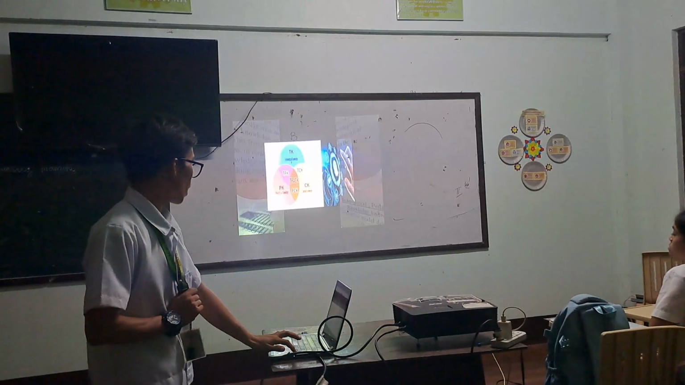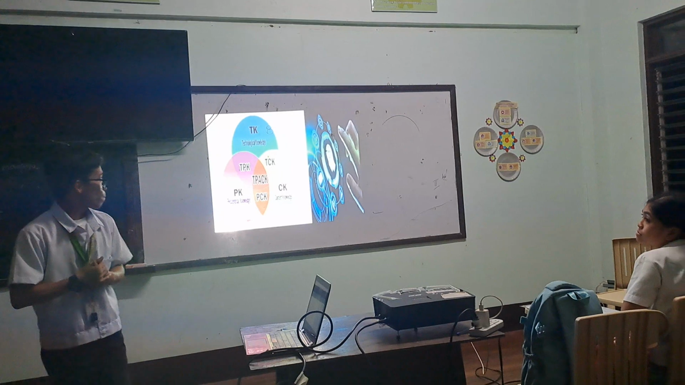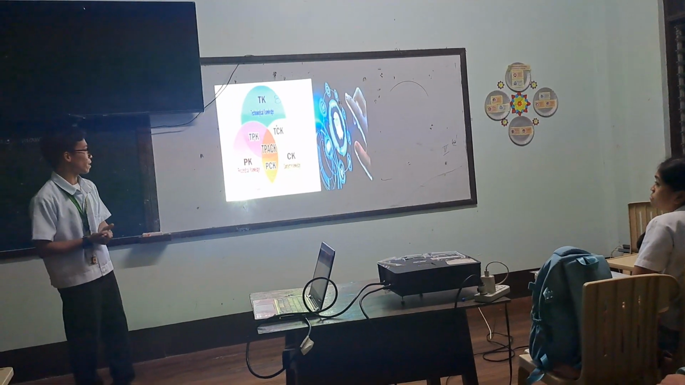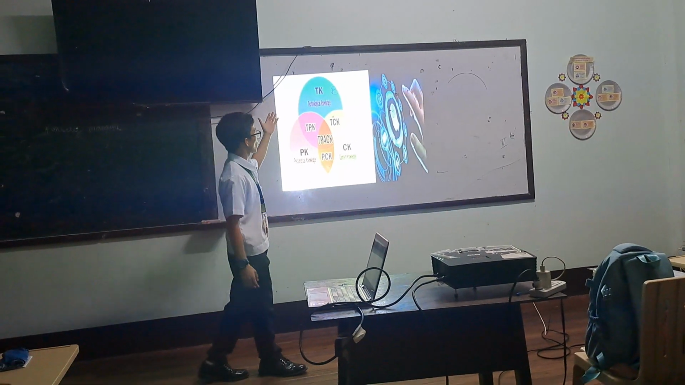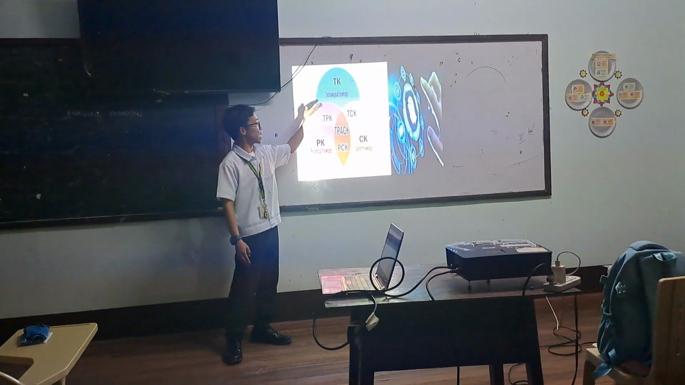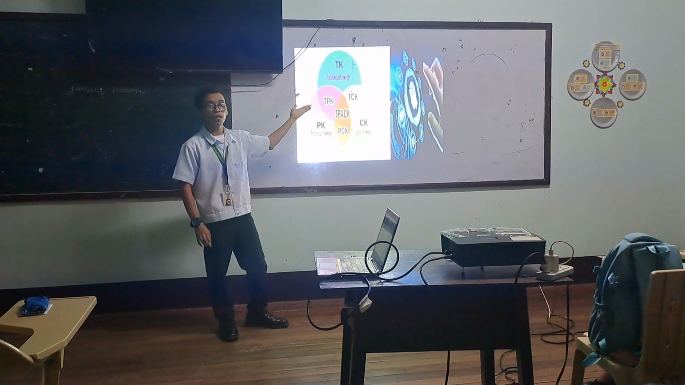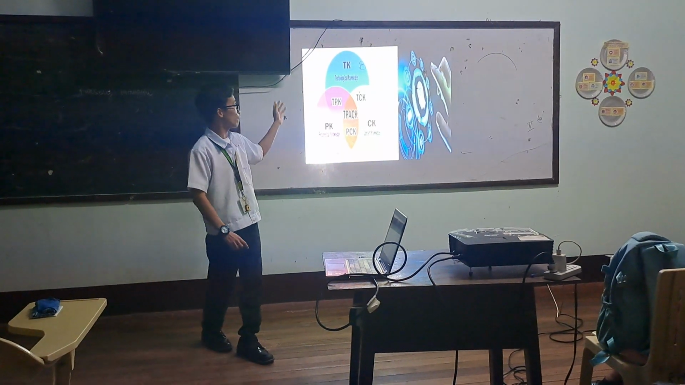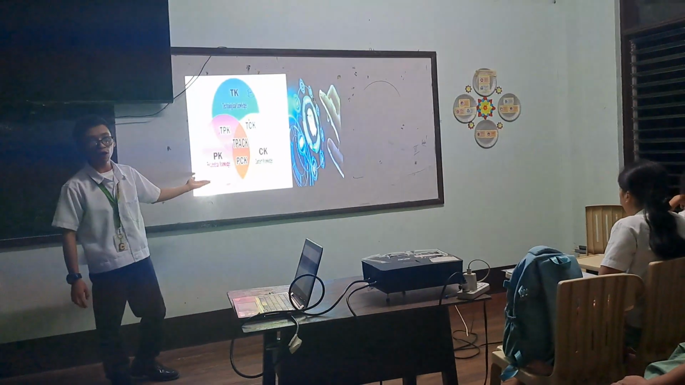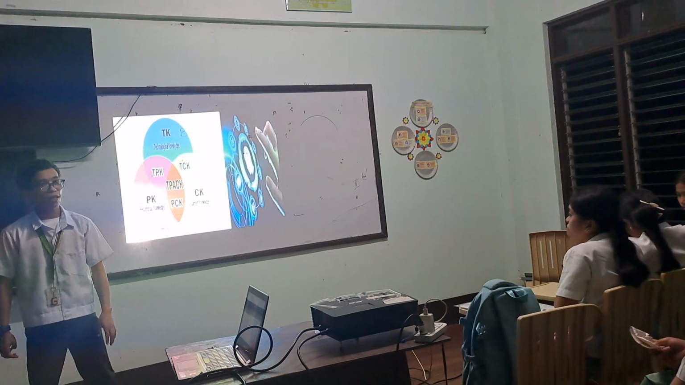So as I have told you earlier, I will show you a Venn diagram. So this one. We have here the three circles. The blue circle, we have the TK or what we call the technological knowledge, the first knowledge area of a teacher. Then the red circle, we have the PK or the pedagogical knowledge. While the yellow, we have the content knowledge.